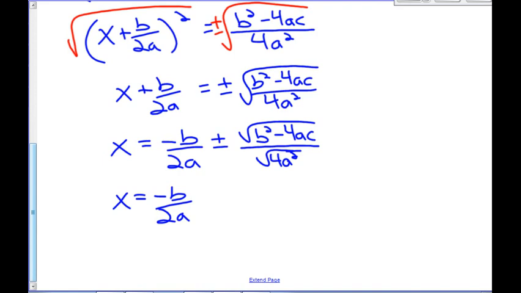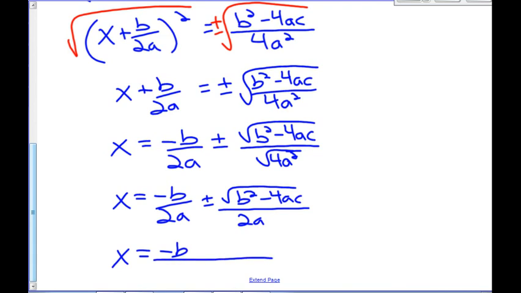Well, let's see what that gives us. Plus or minus b squared minus 4ac. Square root of 4a squared would just be 2a. Ooh, we've already got a common denominator. So let's put it all together over a common denominator. And what do you get? You get the quadratic formula.